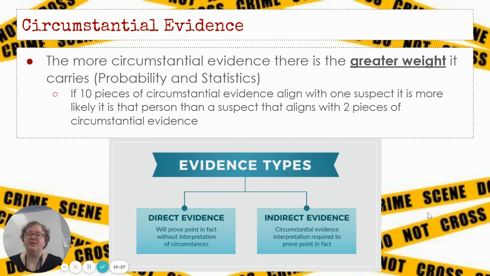So when we have the circumstantial evidence, we need much more of it to prove that someone was there. If it's direct evidence, like we talked about, like a video recording of it, that's pretty convincing just with one piece. But with circumstantial evidence, we're really looking for multiple pieces of evidence.